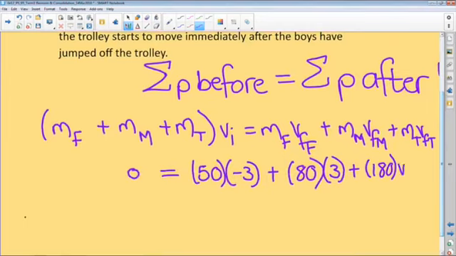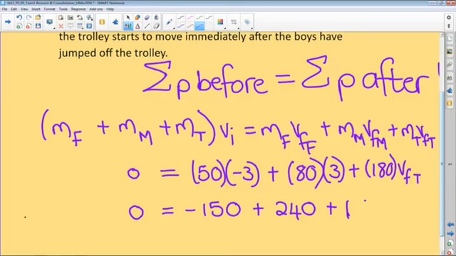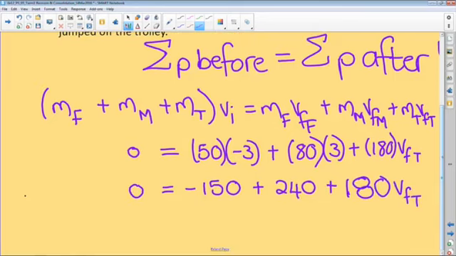And you know what? The science is done. Now it's a math problem. Because now we have to solve for vt. So that's 0. 3 times 50 is 150. 3 times 80 is 240. And I'm just showing off right now, so just ignore me, because I can. I like numbers. Anyway, moving on. So we have to solve for vt. Let me show you. Minus 150 plus 240 is 90.